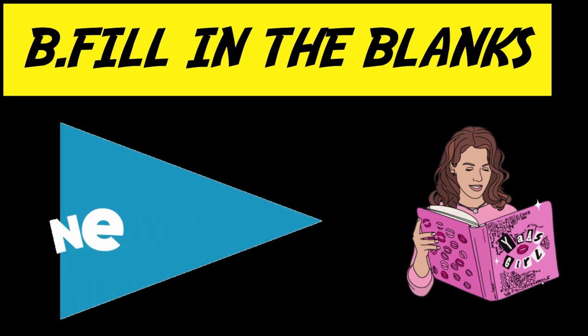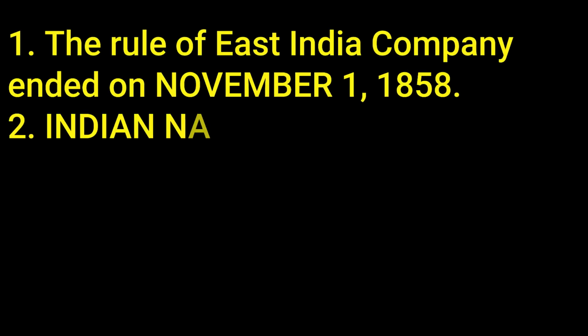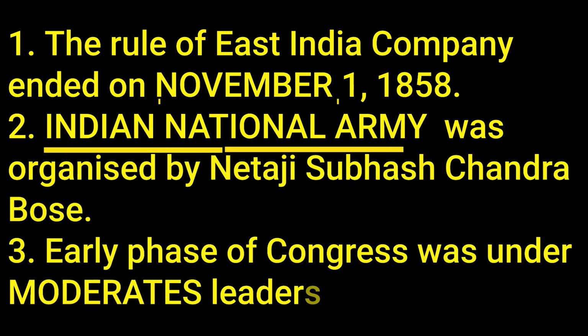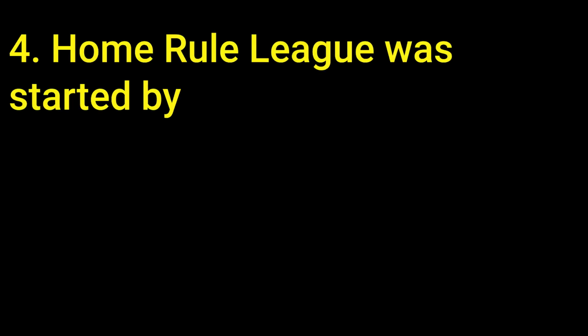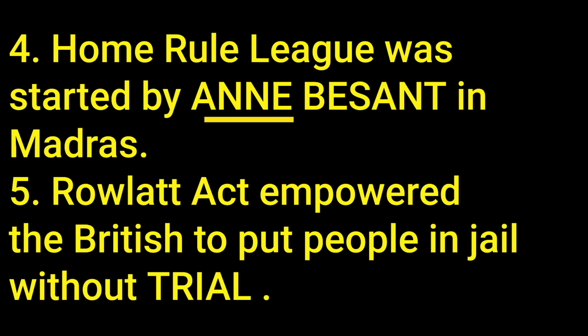Next question is B. Fill in the blanks. 1. The rule of East India Company ended on November 1, 1858. 2. Indian National Army was organized by Netaji Subhash Chandra Bose. 3. Early phase of Congress was under moderate leaders. 4. Home Rule League was started by Annie Besant in Madras. 5. Rowlatt Act empowered the British to put people in jail without trial.